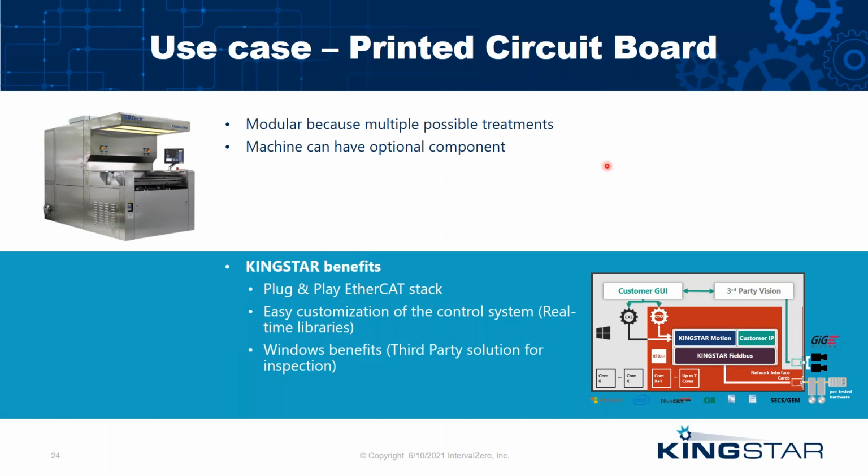Our customers selected Kingstar for this machine because the platform provides them the flexibility and easy integration. They use Kingstar Field Bus because it has plug and play for EtherCAT. Therefore, they can automatically detect which modules are connected, and their software will adapt automatically. The end user or the integrator will not need to change configurations when a new module is added or when they assemble the machine. Everything is done automatically by the controller by detecting the hardware that is connected.